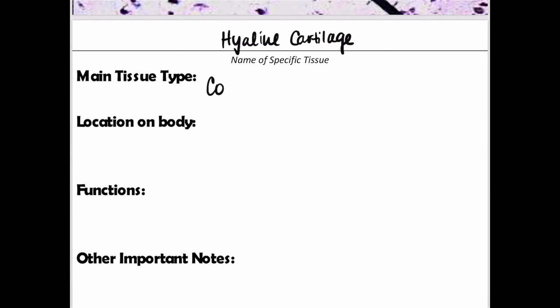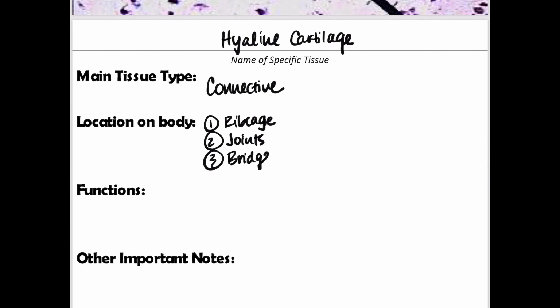Main tissue type is connective. Location on the body: it's only found in 3 spots on your entire body. Hyaline cartilage is found in your rib cage. It's found at your joints, at the ends of all of your long bones. And it's also found on the bridge of your nose. I had to think there for a second. So right at the top of your nose, not the lower part of your nose, right?